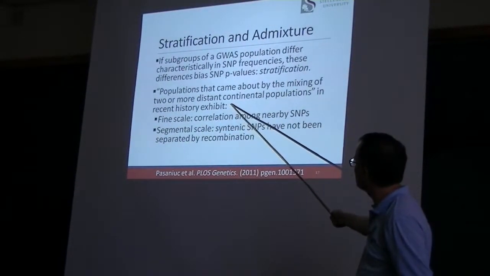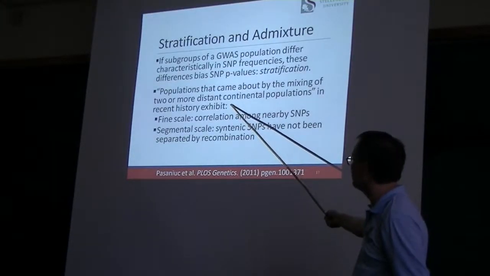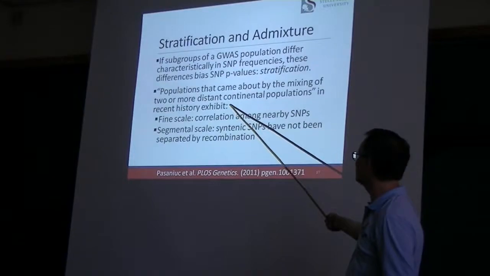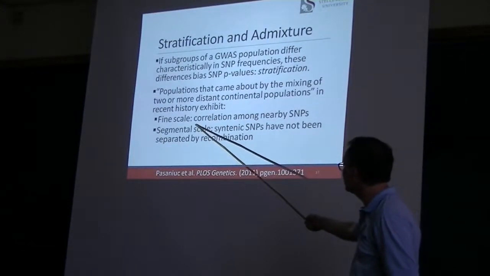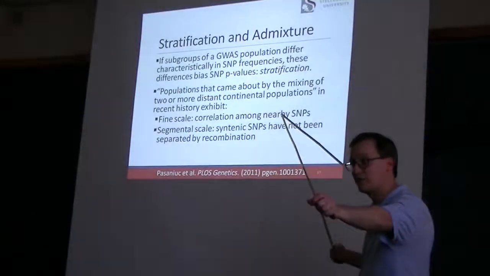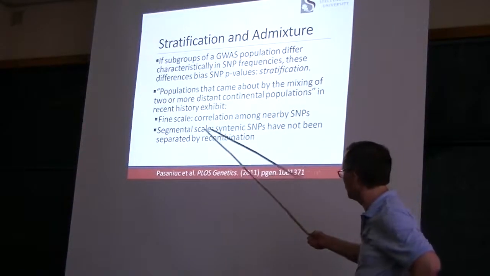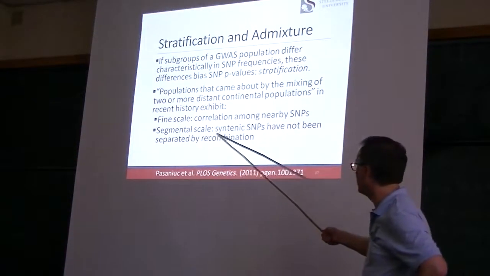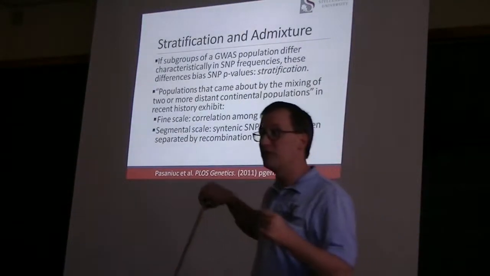Populations that came about by the mixing of two or more distant continental populations in recent history exhibit fine scale correlation among nearby SNPs. So these are SNPs that are very close to each other on the same chromosome, in the same band, for example, and segmental scale, syntenic SNPs that have not been separated through recombination.